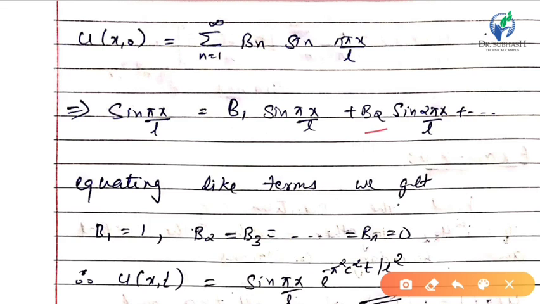I will keep on substituting the values of n. Now I will equate both sides, the like terms. See here, first the coefficient of sin pi x upon L is 1, and here the coefficient of sin pi x upon L is b1. So b1 will be equal to 1. Now you can see that on the LHS there are no other sine terms. So b2, b3 up to bn, all the terms will be 0.